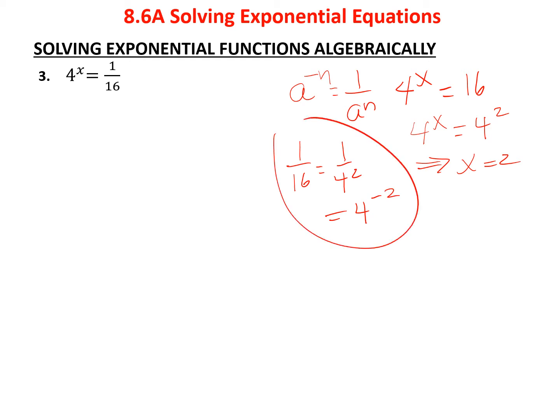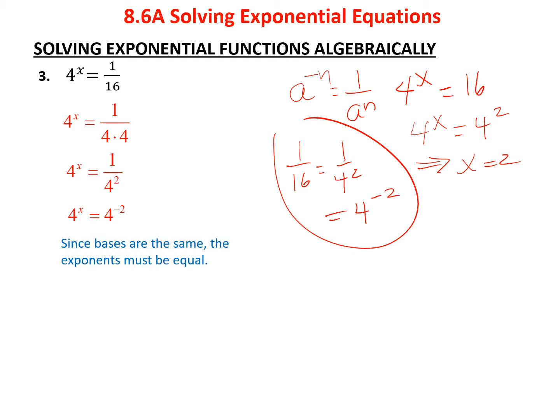1 over 16 is 4 squared, but it's divided by 4 squared, so that's 4 to the minus 2. And that's the key to solving this problem. Because I can see here 4 to the x is 1 over 4 times 4, or 1 over 4 squared. But 1 divided by 4 squared can be written as a negative exponent, 4 to the minus 2. Now the bases are the same, 4 and 4. So I can assume now that the exponents are the same. And my answer is x equals minus 2.